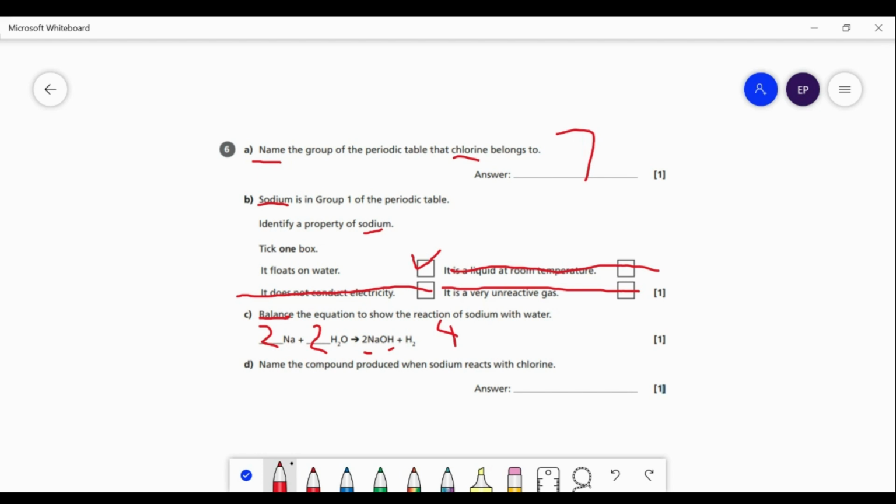Finally, D, name the compound produced when sodium reacts with chlorine. So when sodium reacts with chlorine, they're going to join together. They're the only 2 elements. So to get the name, we just need to run the 2 elements' names together. So the metal would go first. So our first part of the name will be sodium. And the chlorine's name will change to chloride. So our final answer, we've got sodium chloride.